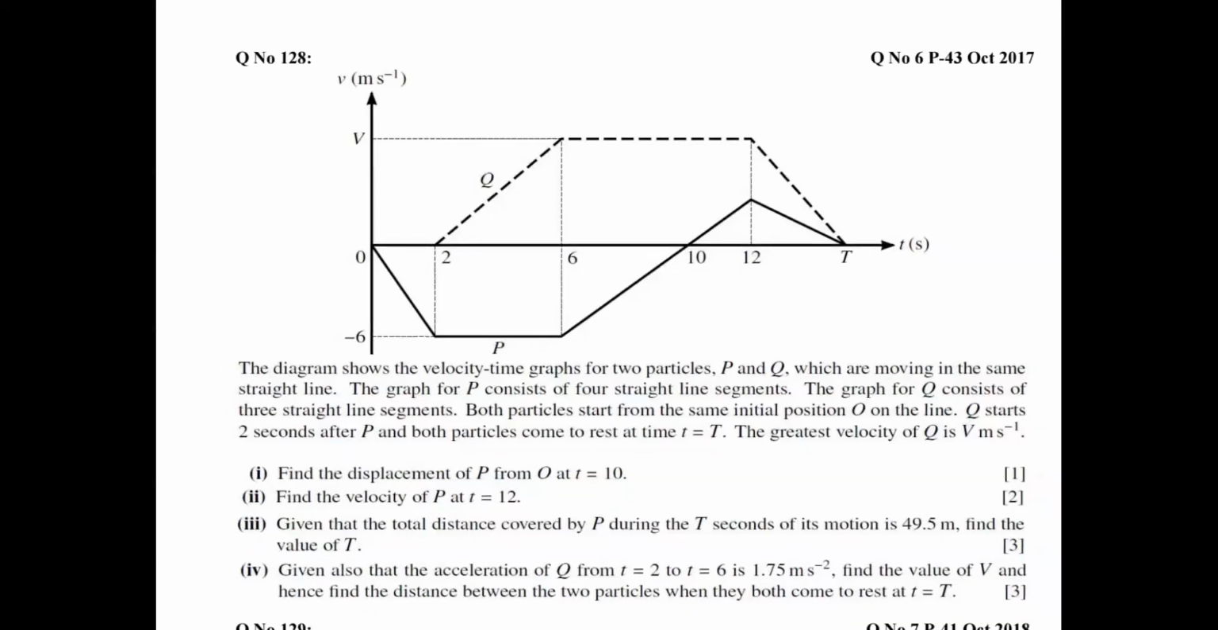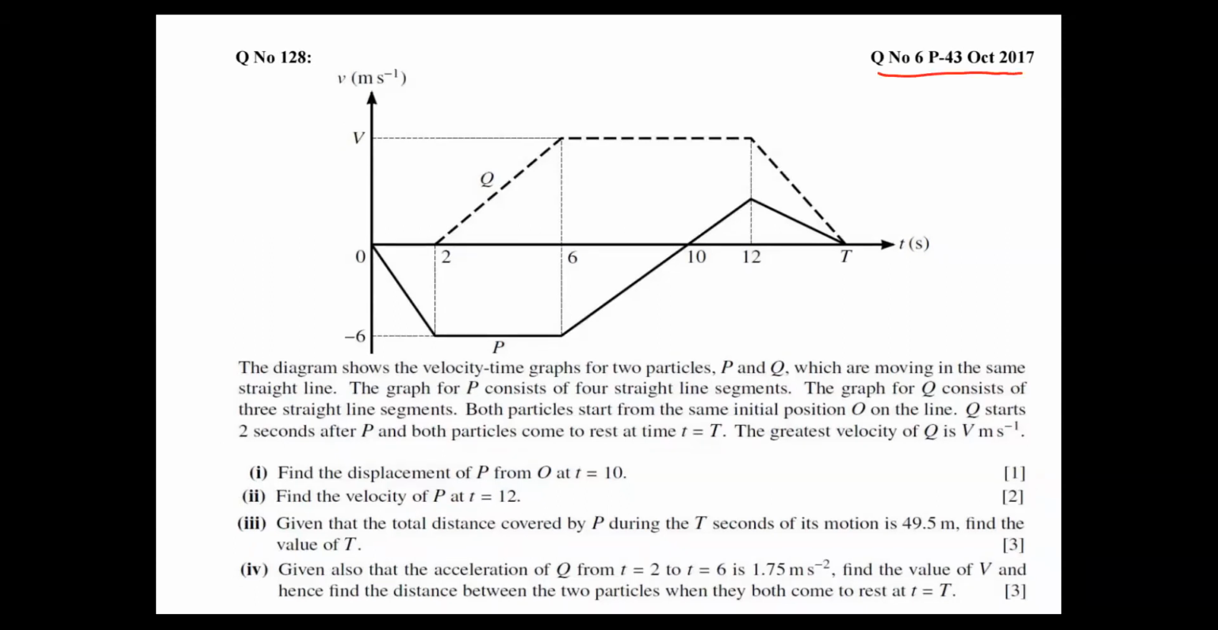Bismillah ar-Rahman ar-Rahim. This is a question from the October 1743 variant, question number 6. This question is a little typical, a little difficult, we can even say. I think the first part is not that tough, even the second. The last part depends upon a special situation.